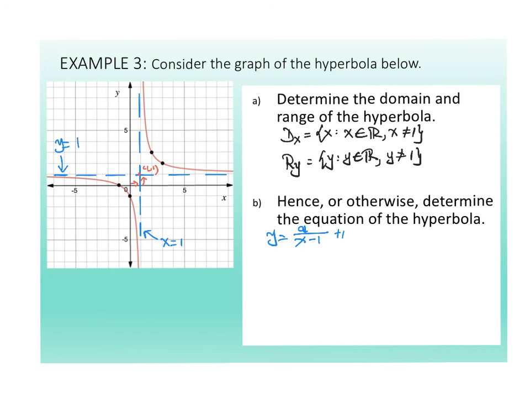So if I use (0, -1), which is this point here, substitute in there. So we know that minus 1 equals a over 0 minus 1, plus 1. Rearranging the equation, bringing the plus 1 to the left hand side, we have minus 2 equals minus a. Therefore a equals 2. So the equation of this hyperbola would be y equals 2 over x minus 1, plus 1. That's all you need to do. Alright, that is the end of the lesson.